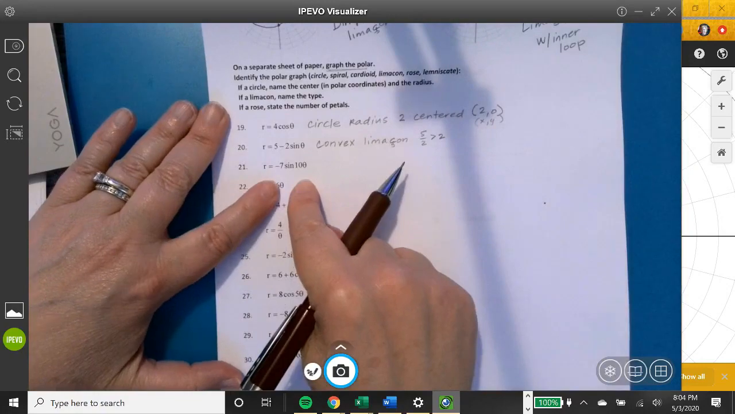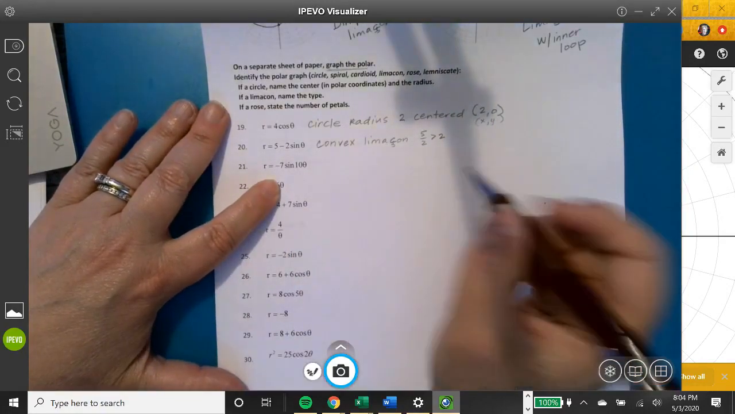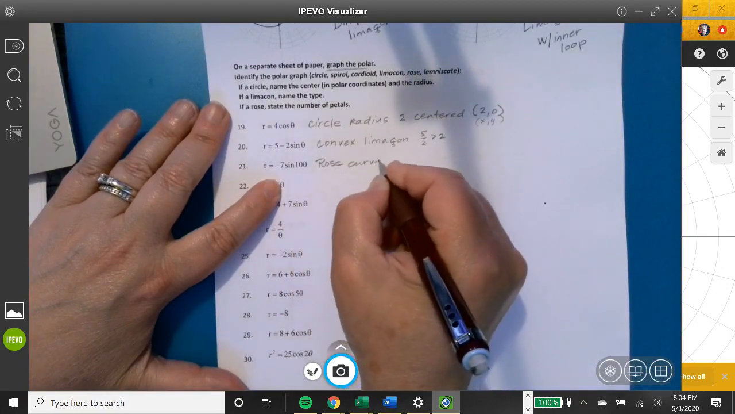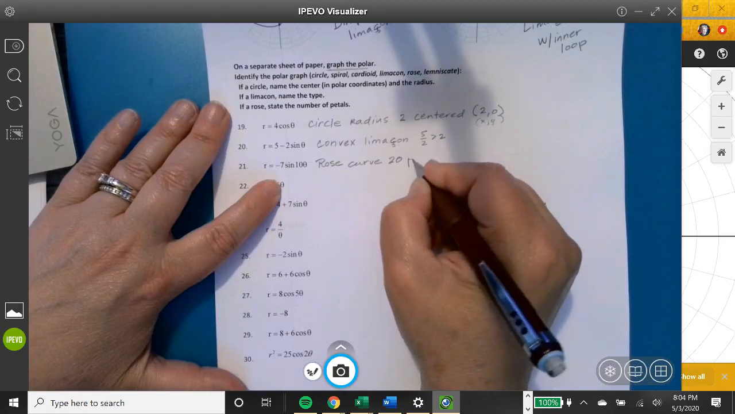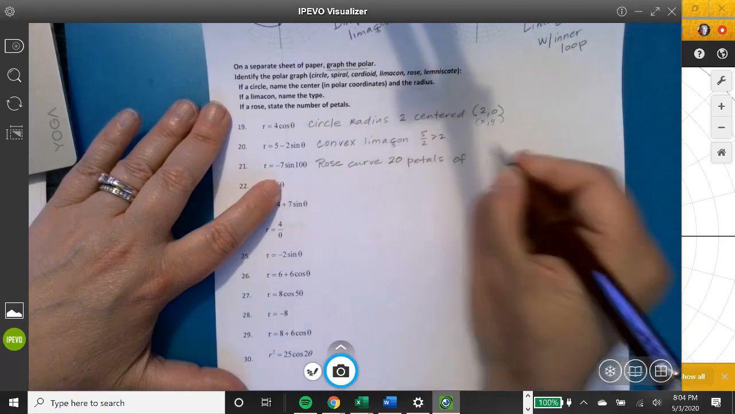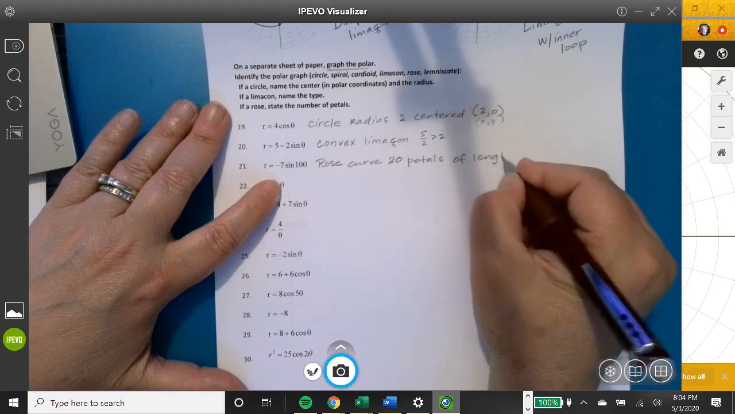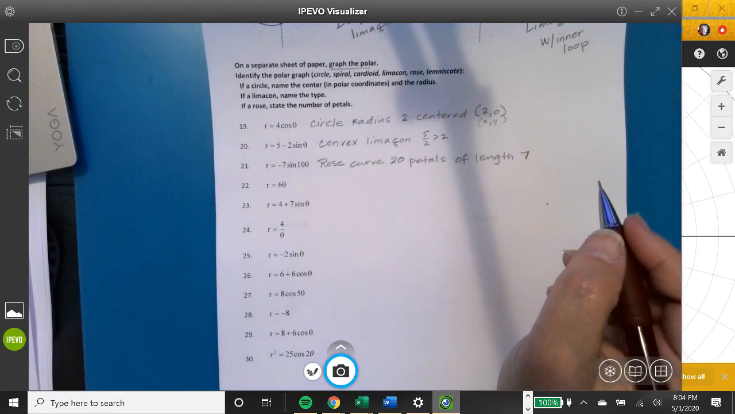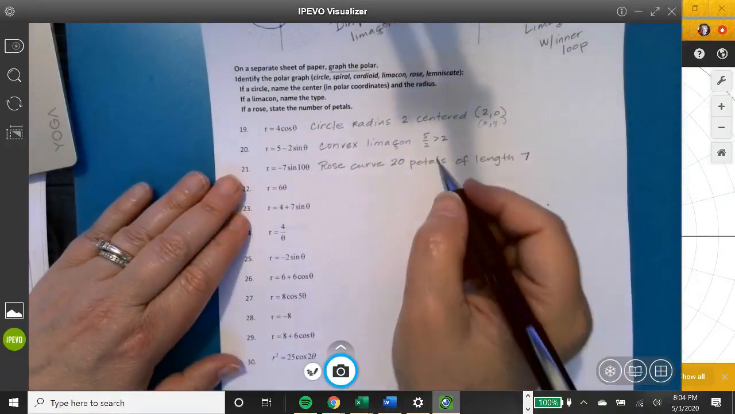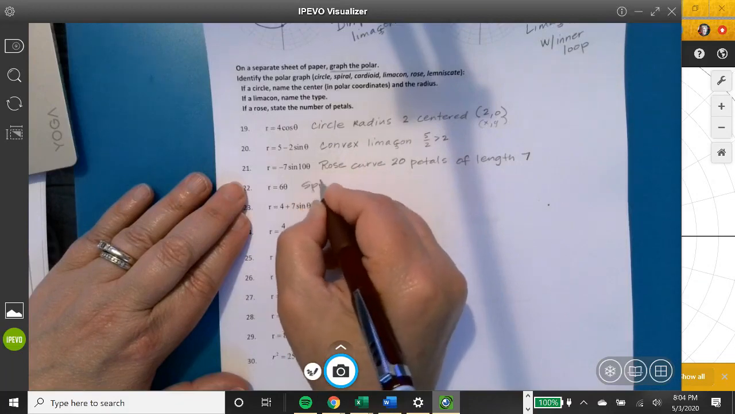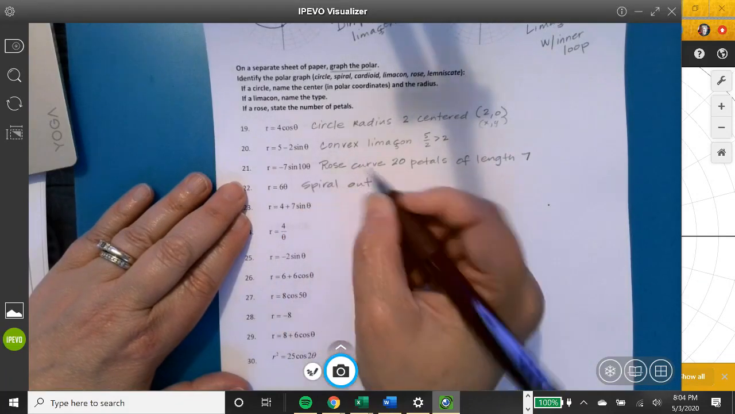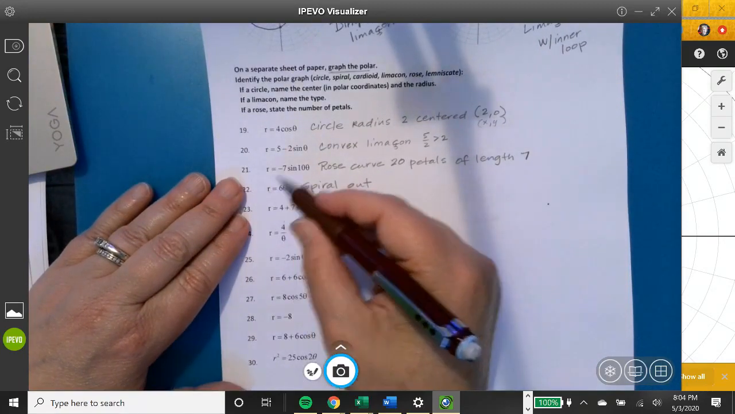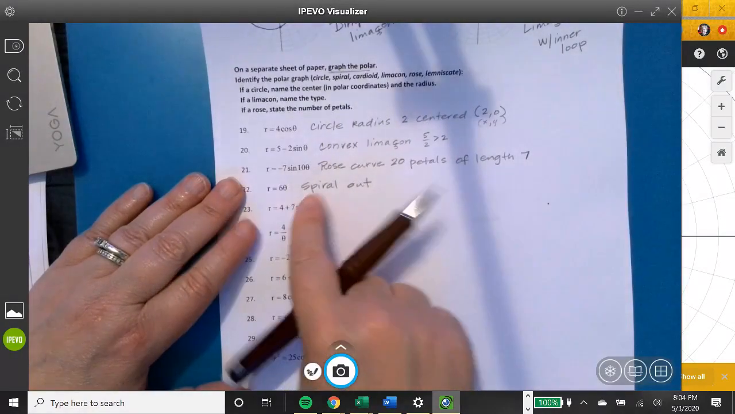Okay. This right here, we haven't talked about this yet today, but this is a rose curve with 20 petals of length 7. R equals 6 theta. Well, this is a spiral out, because we start at the pole when theta is 0, and as theta gets bigger, r gets bigger. So we start at the pole and r gets bigger and bigger. So this is a spiral out.